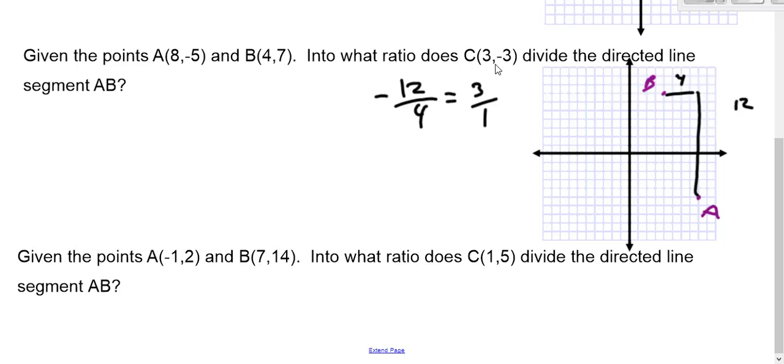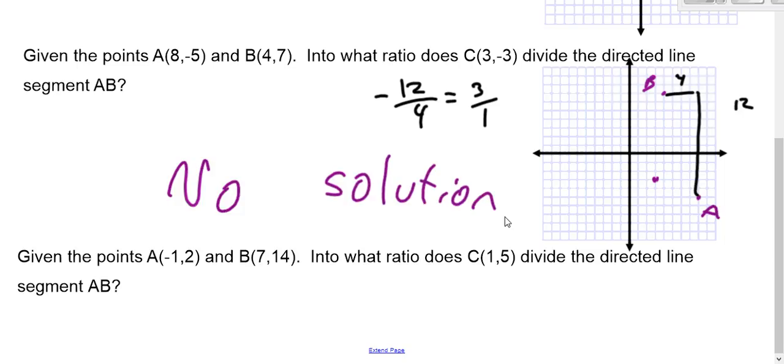So let's put point C in here. Oh, there's a typo here. 8, negative 5, 4, 7. It's not on there. One of these points must be wrong. So we'll just say it doesn't work. We'll do the next one. This one doesn't work because point C is not even between B and A. There's a mistake in there somewhere. Because C is not collinear. It's not on the same line as BA.